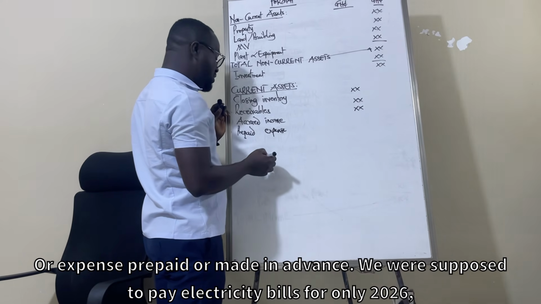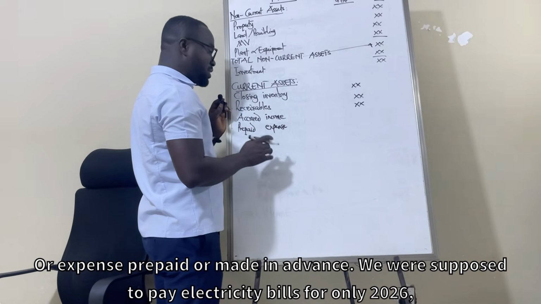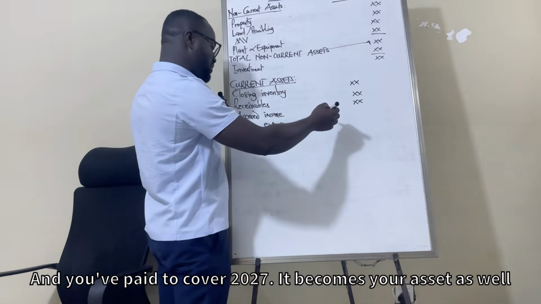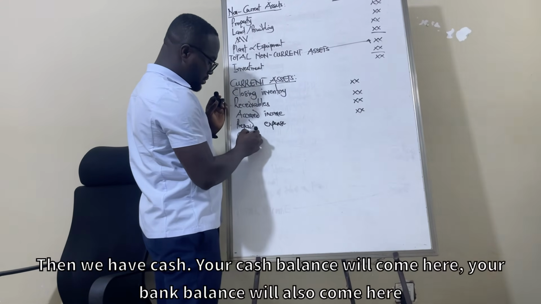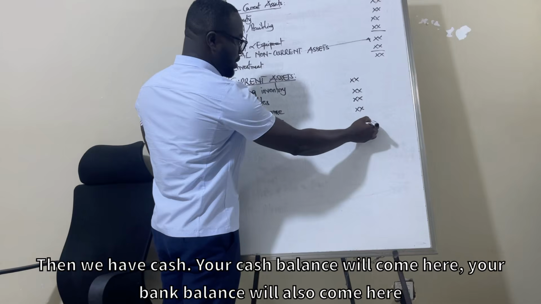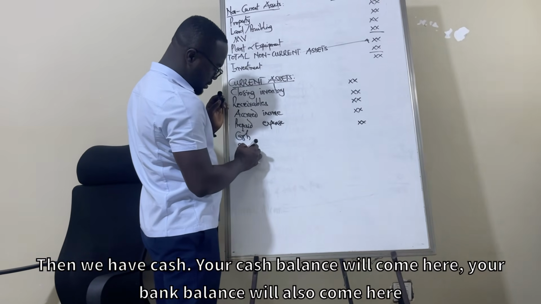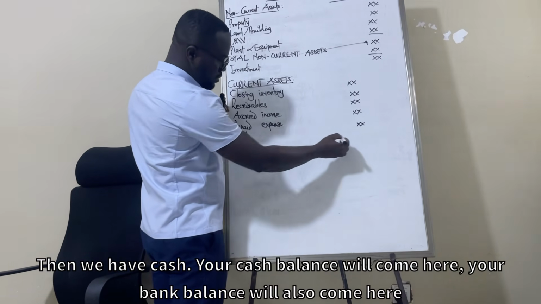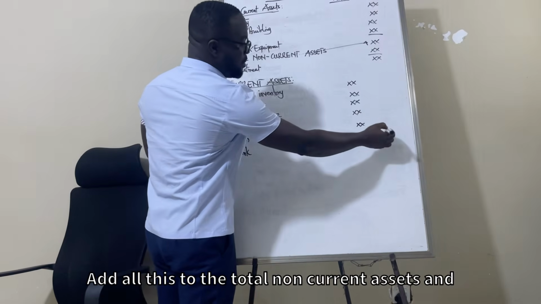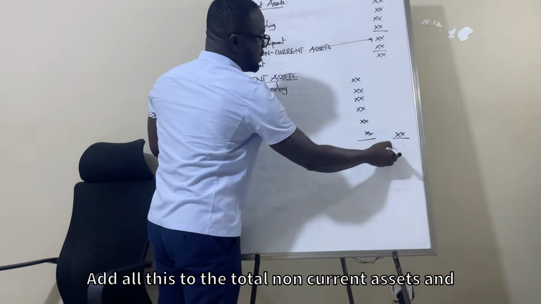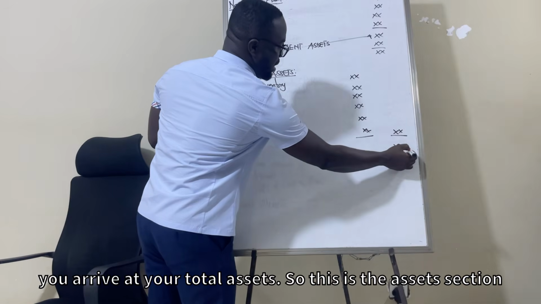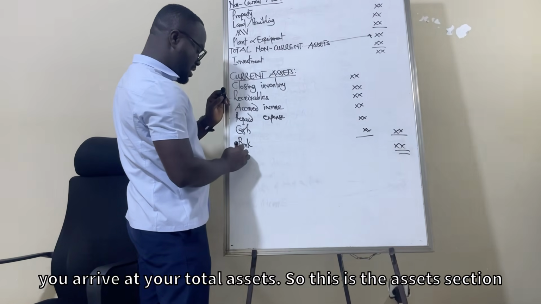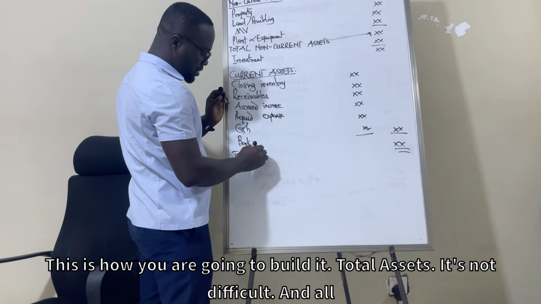You are supposed to pay electricity bill for only 2026 and you've paid to cover 2027. It becomes your asset as well. Then we have cash. Your cash balance will come here. Your bank balance will also come here. You add all this to the total and current assets, and you arrive at your total assets. So this is the asset section. This is how you are going to build it.